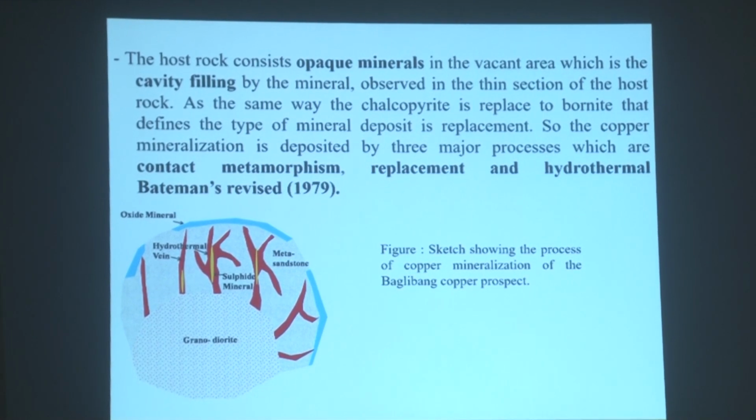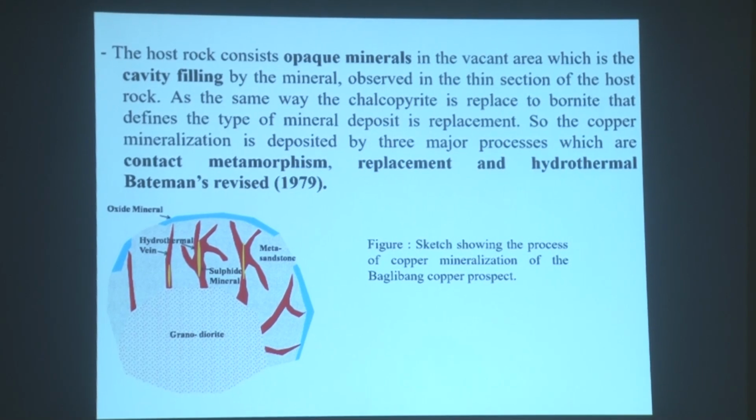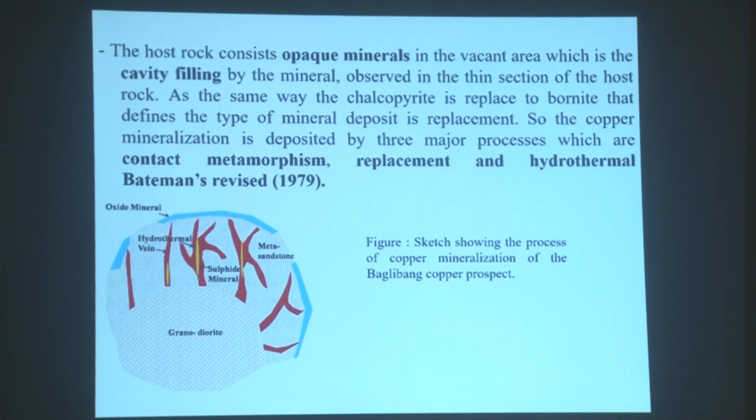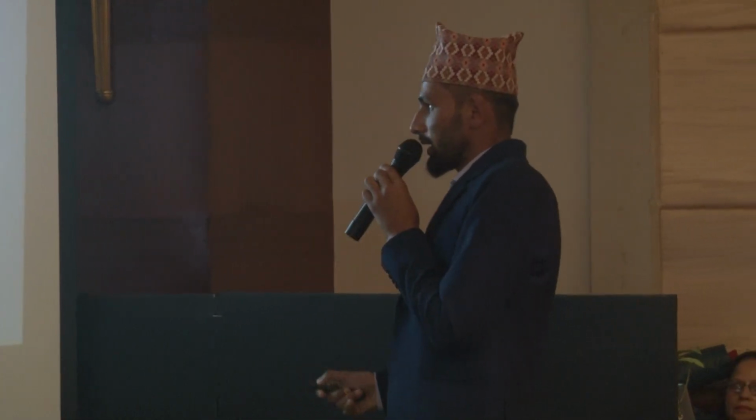And according to Bateman, the host rock consists of opaque minerals in the vacant area, which is cavity filling by minerals observed in the thin sections of the host rock. In the same way, chalcopyrite is replaced by bornite and described that the process is hydrothermal, where the sulfide minerals are deposited in the host rocks and oxide minerals are leached in the surface of the host rocks, which is also clearly seen in the Baglevan copper prospect.